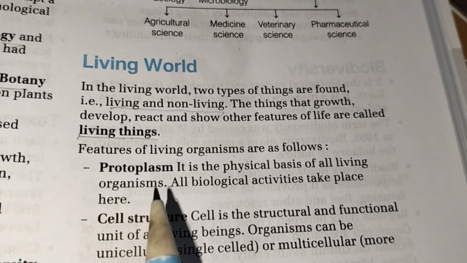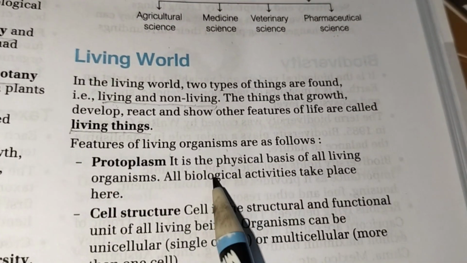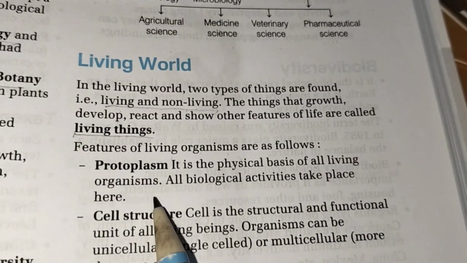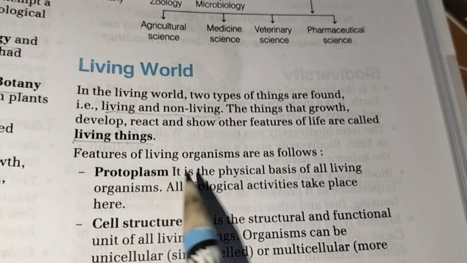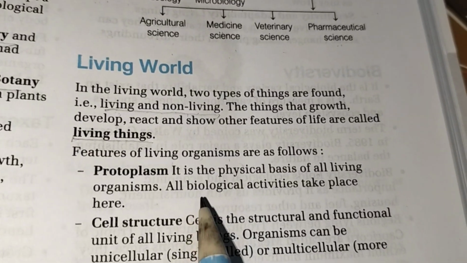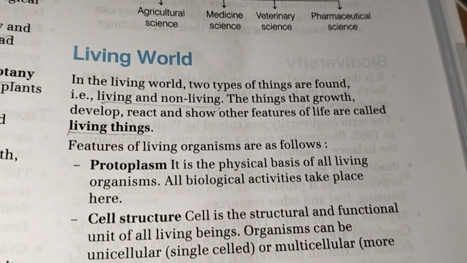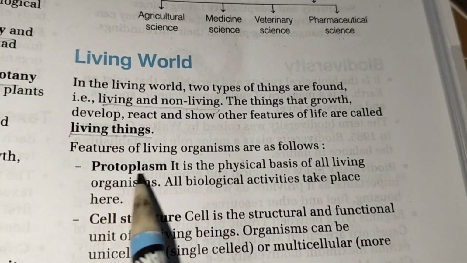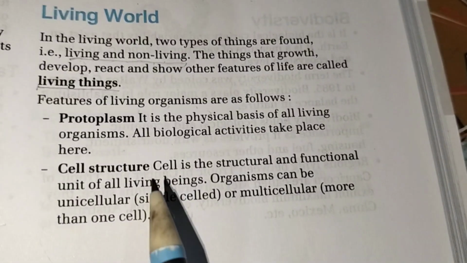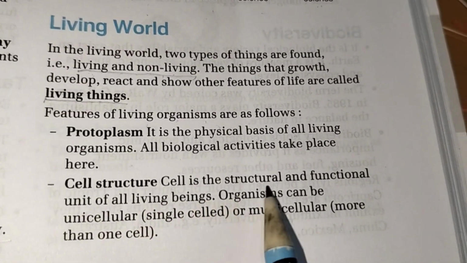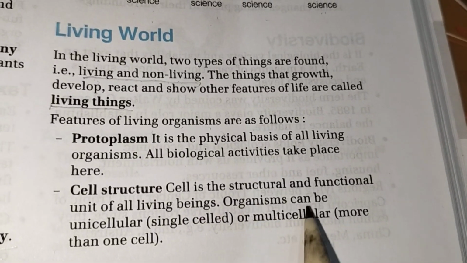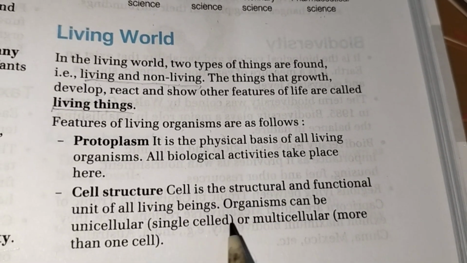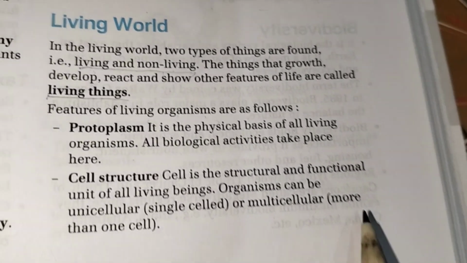Previously also we have studied what protoplasm is. It is the physical basis of all living organisms. All biological activities take place here. So all the biological activities which take place in any living thing take place in protoplasm. Next one is the cell structure. Cell is the structural and functional unit of all living beings. Organisms can be unicellular, that is single-celled, or multicellular, more than one cell.